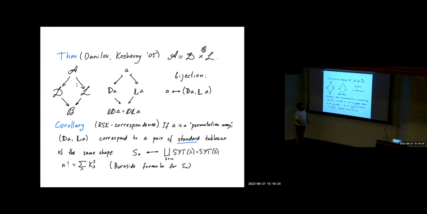Right? So what I get is that permutations in Sn are in bijection with pairs of standard Young tableaux of the same shape. And in the language of representation theory of finite groups, this is just the Burnside formula for Sn, because, well, the dimension of an irreducible representation given by a partition lambda is just the number of standard Young tableaux, the Kostka number K lambda, and n factorial, the order of the symmetric group, is just the sum of K lambda squared over all partitions.